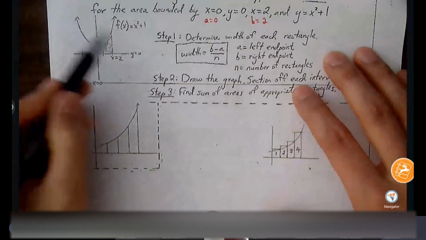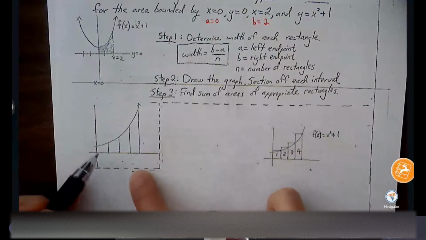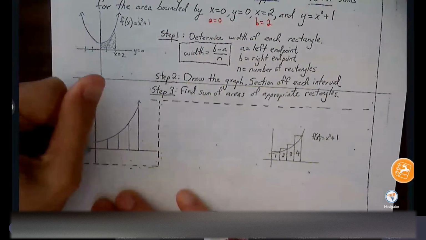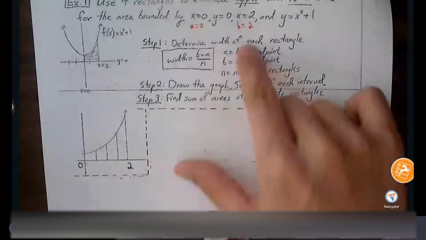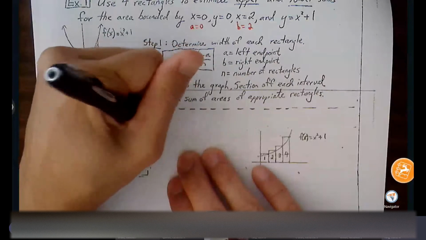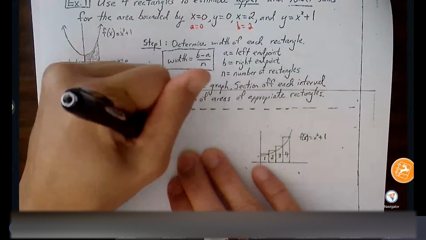So I took this graph and I made it a little bit larger, so it'll be easier for us to work with. But we know we're going from 0 to 2 because those are our boundaries. And we have our A value, our B value, and our N value. And we're just going to plug into our width formula to find the width of each subinterval.